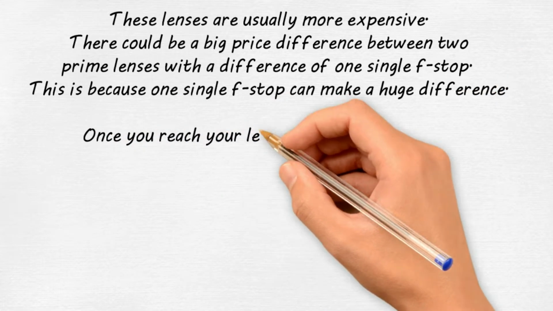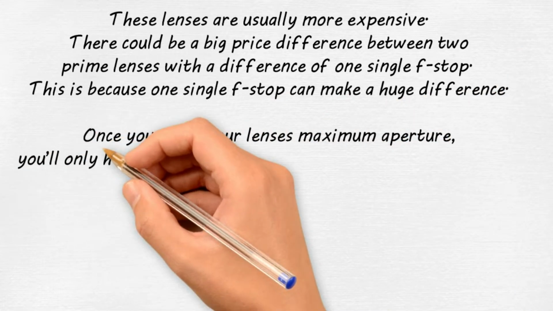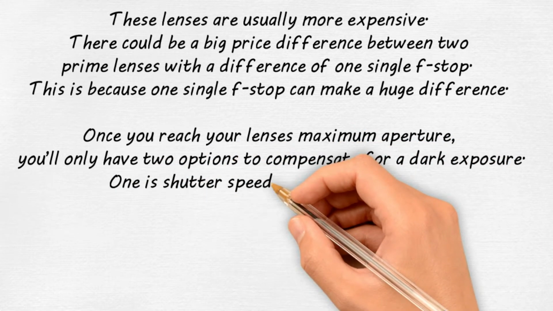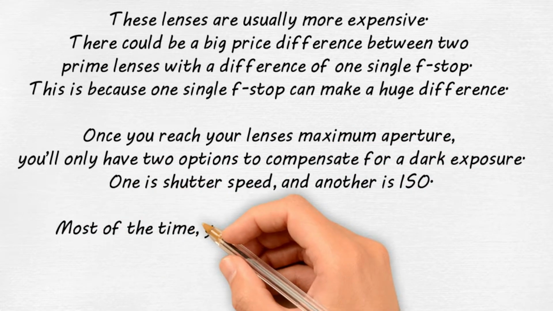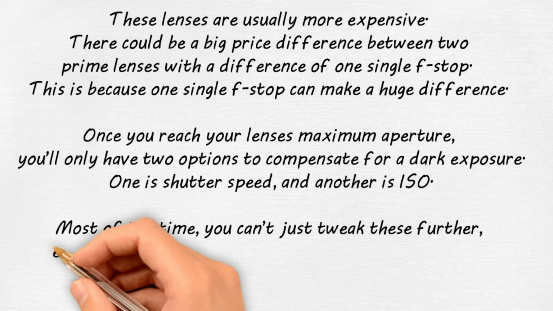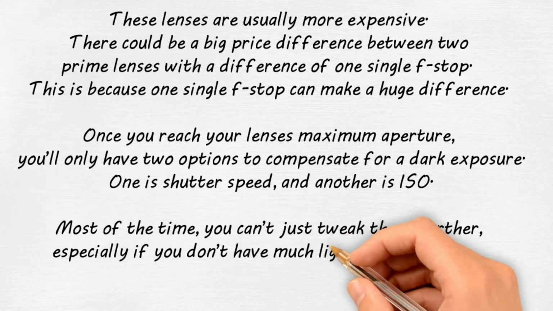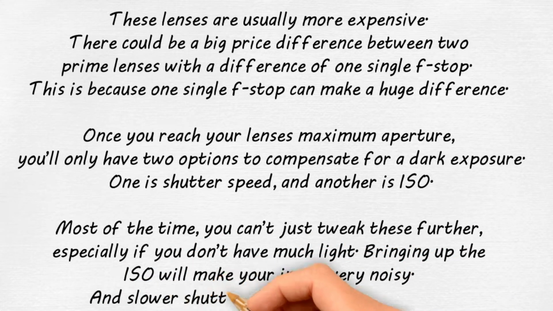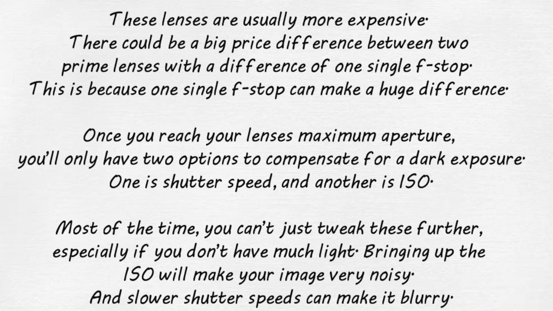Once you reach your lens's maximum aperture, you'll only have two options to compensate for a dark exposure. One is shutter speed, and another is ISO. Most of the time, you can't just tweak these further, especially if you don't have much light. Bringing up the ISO will make your image very noisy, and slower shutter speeds can make it blurry.